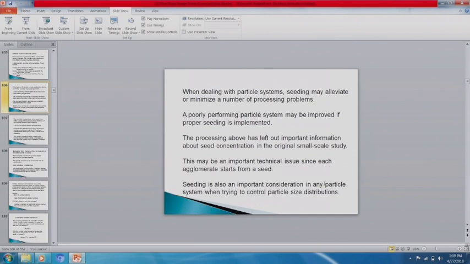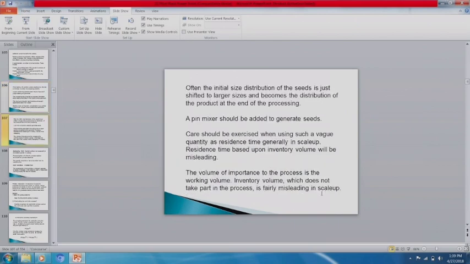Seeding is also an important consideration in any particle system when trying to control particle size distributions. Typically, when you seed something, you seed it with a certain particle size distribution. That often grows; the shape of the distribution remains the same, but it just moves to larger particles. Often the initial size distribution of seeds is just shifted to larger sizes, and the distribution at the beginning becomes the distribution of the product at the end of the process. A pin mixer should be added to generate seeds.